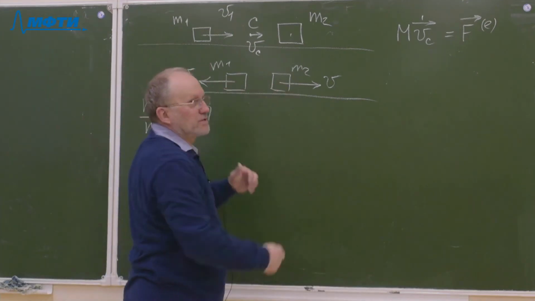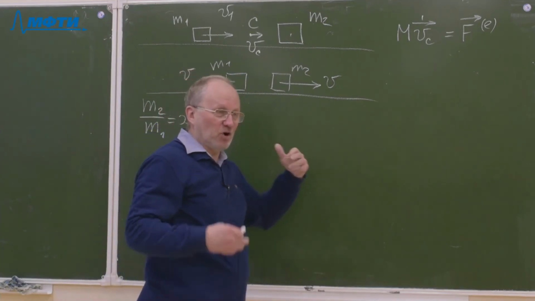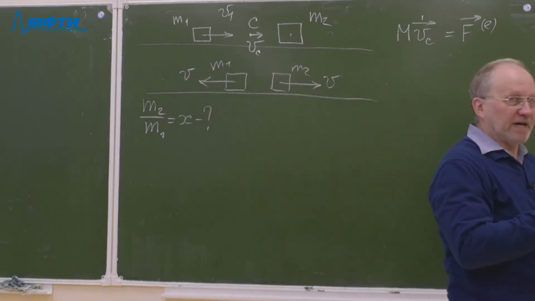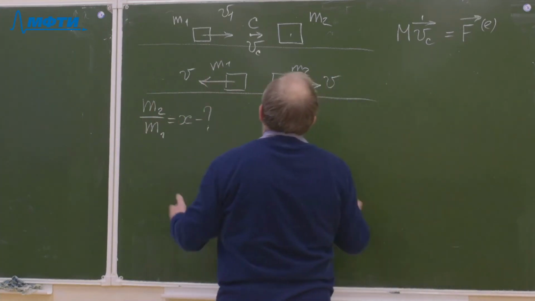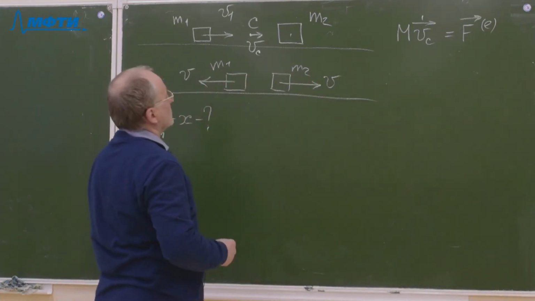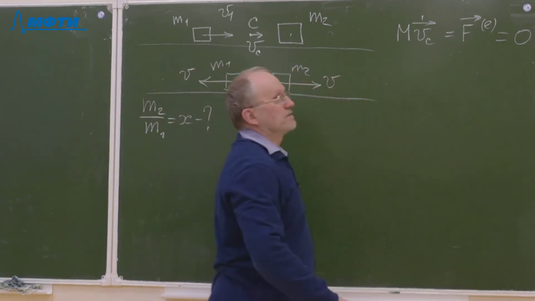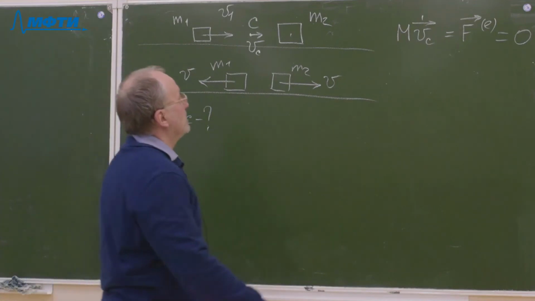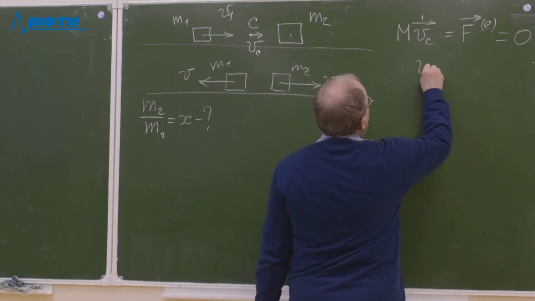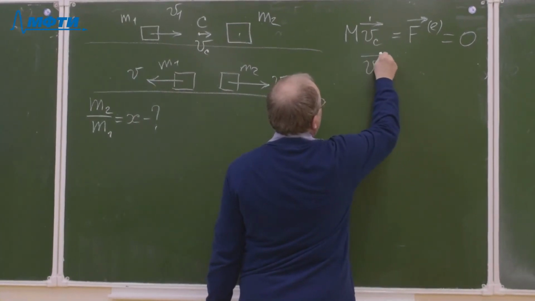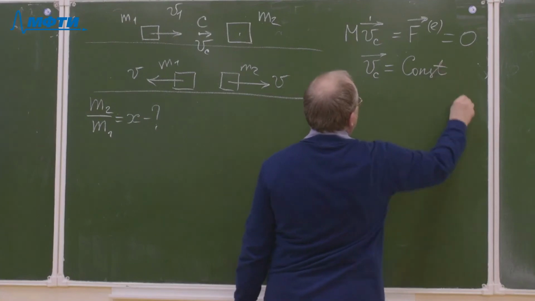Only the internal force is present here, the force of interaction between these two bodies at the moment when they collide. When they touch each other, then there is a force of interaction. Otherwise, there are no forces acting on these bodies. So the net external force acting on the system is zero, and therefore the acceleration of the center of mass is zero. It means that the vector of velocity of the center of mass is constant.